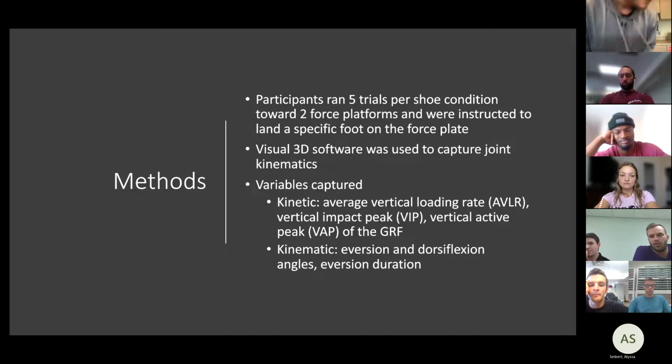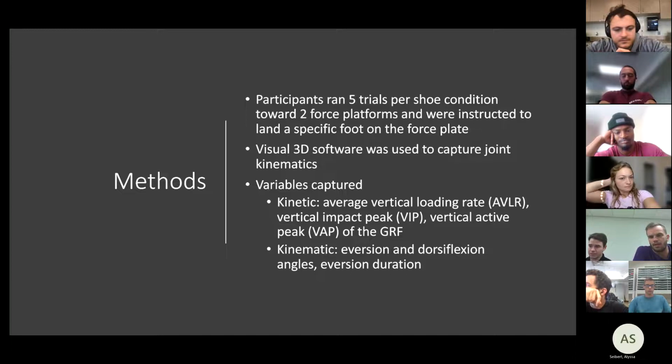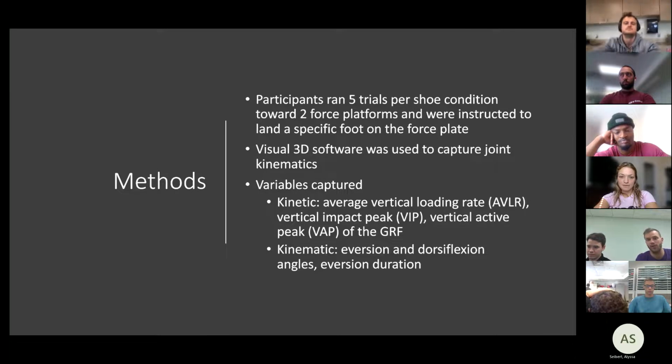So they ran these participants, 5 trials per shoe condition, toward 2 force platforms, and were instructed to land a specific foot on a force plate. Interestingly, they didn't have them run on a treadmill. They just had them run forward, and 2 separate force platforms a certain distance apart were used to capture some of these values. Visual 3D software was used to capture joint kinematics.